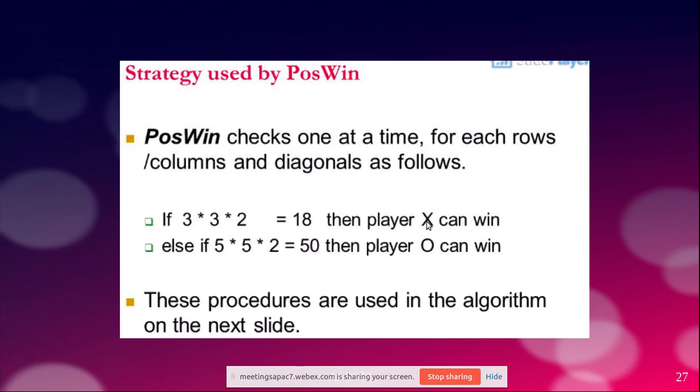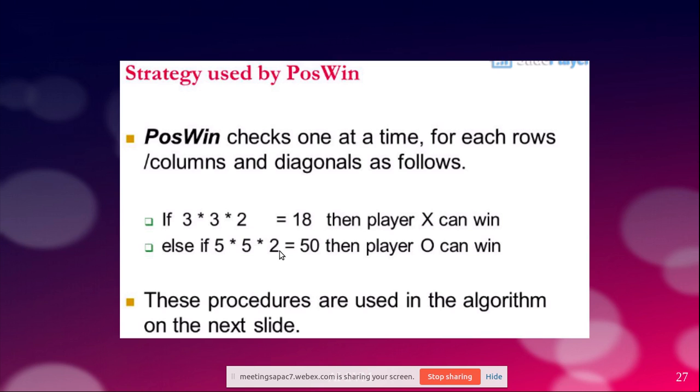If you are playing with X, then first search for 18. Does any of these 8 options give you 18? If so, go there. There is one blank, make it 3, and you win. If none of the 8 is giving 18, that means you don't have any winning option now. Then better look for 50, because there is a chance that the opponent may win. If the opponent is going to win in the next step, then make sure not to keep this blank. Make it a 3 so that 5-5-2 is no more available. It becomes 5-5-3 and hence it cannot win.